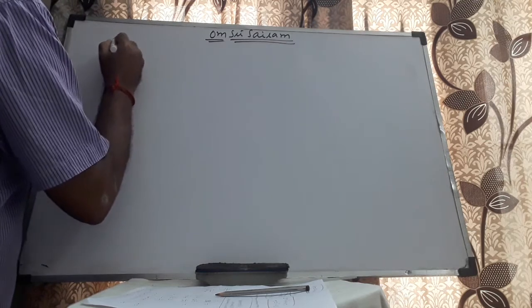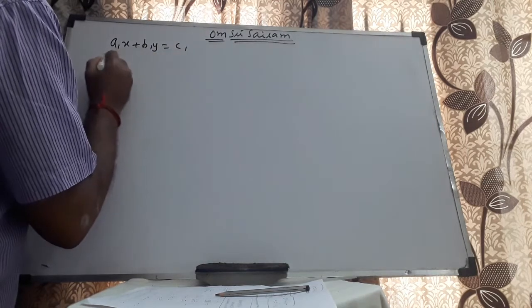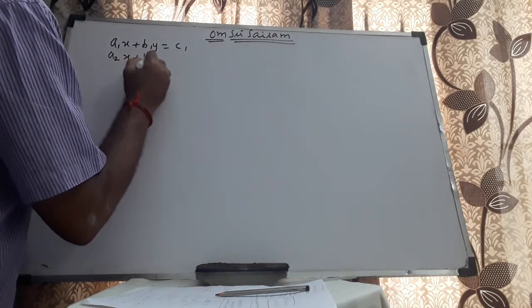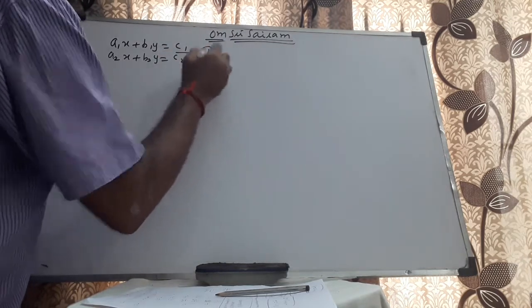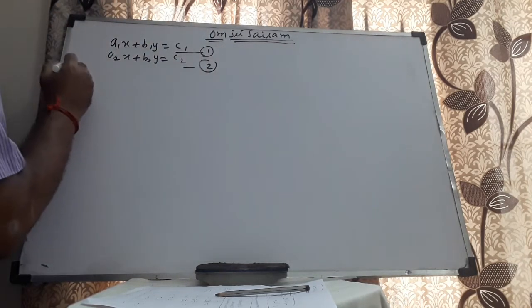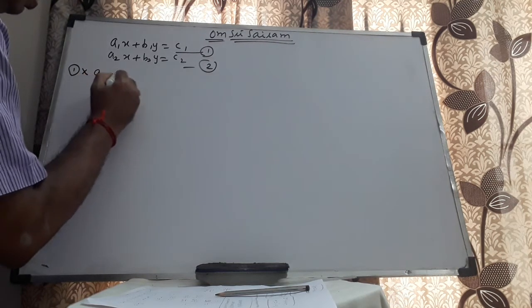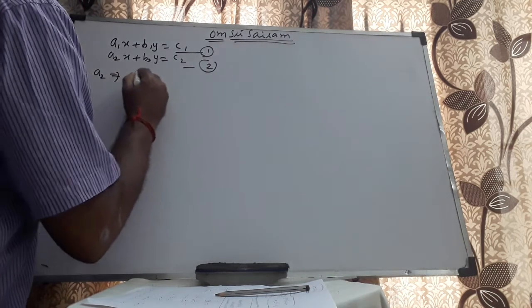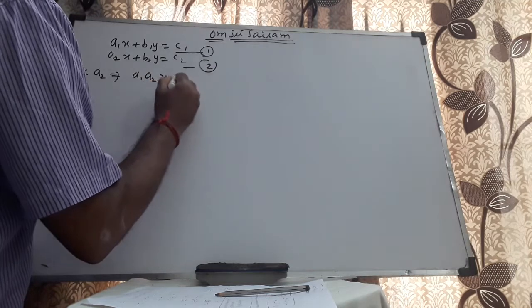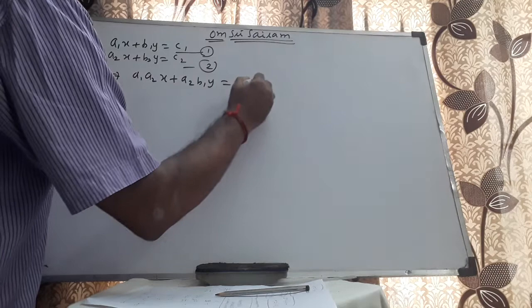Both are same. Let me take the general possibility a1x plus b1y is equal to c1, a2x plus b2y is equal to c2. You name these 1 and 2. Let me try to solve how we go about it. Let me multiply equation 1 with the element a2. Now I end up with a1 a2x plus a2 b1y is equal to a2 c1.